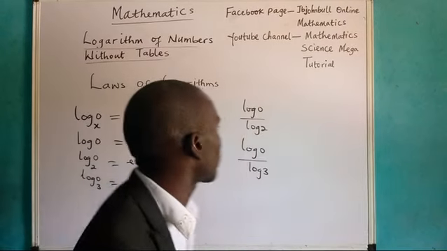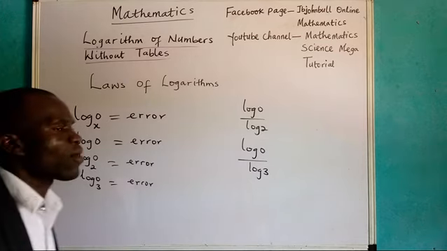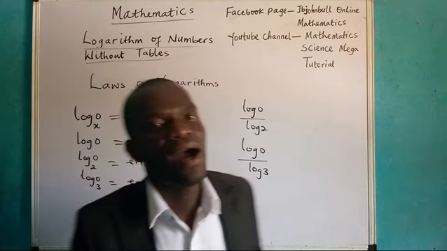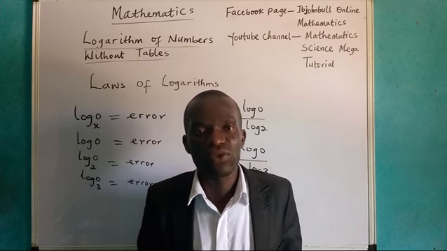This one is the logarithm of 0 to any base. It's simply an error. We are going to stop at this very point so that we can focus on other laws of logarithm. And this one will now lead us to the logarithm of 1 to any base.